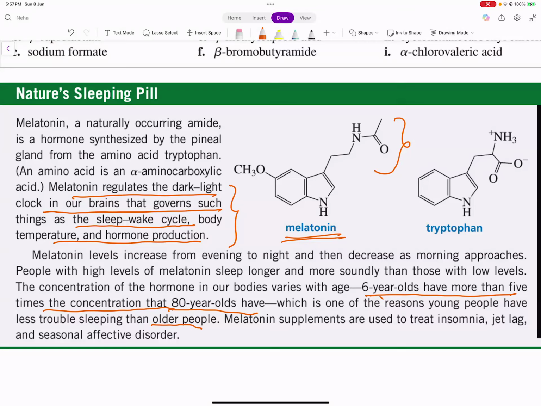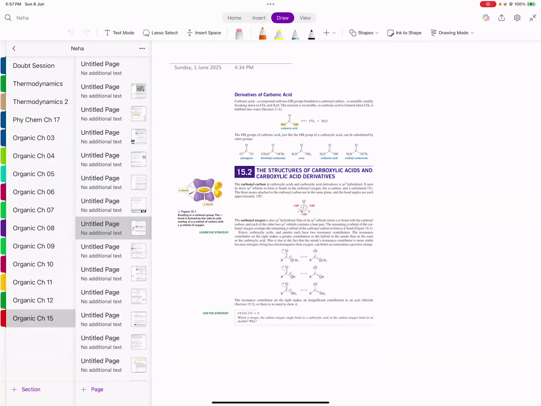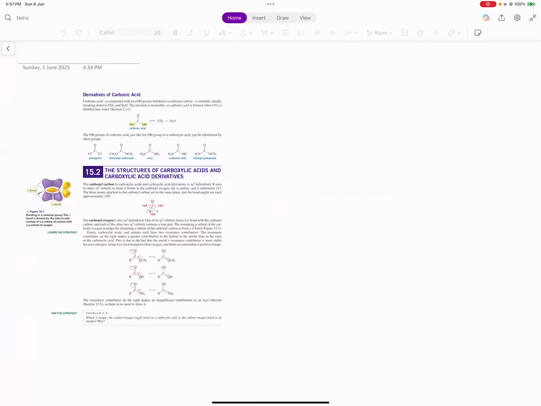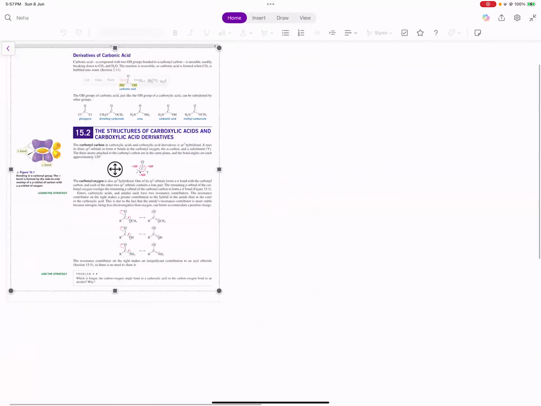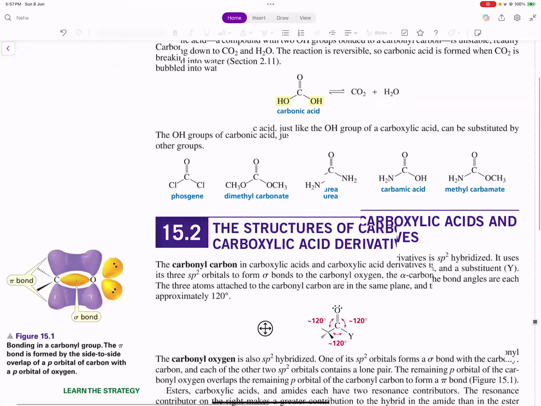So melatonin supplements are used to treat insomnia and jet lag. When you have jet lag, whatever you are eating, whatever pill you are taking, it has melatonin. So it regulates the sleep-wake cycle. Okay, clear.